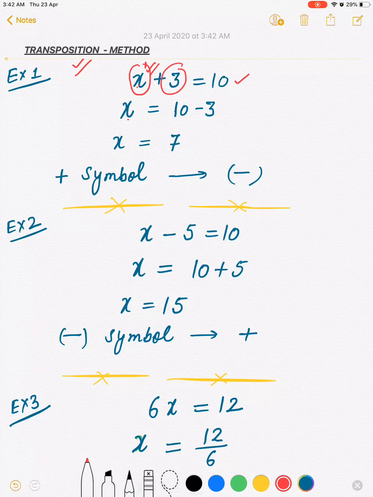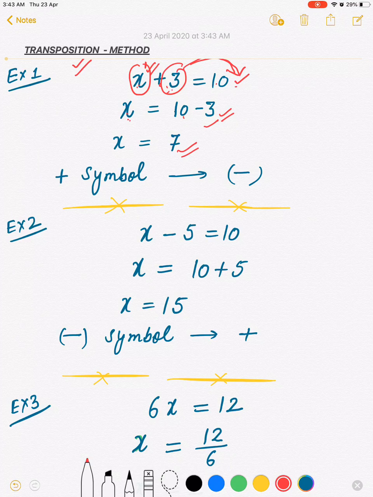If we want this plus 3 on the right side, then we have to transpose it. हमें इसको उधर लेके जाना है दूसरी साइड में. If we have to shift this to that side, then we have to change its symbol. This plus 3, when it gets transposed to the other side, will become minus 3. x is equal to 10 minus 3. So what will be the x value? That will be 7.